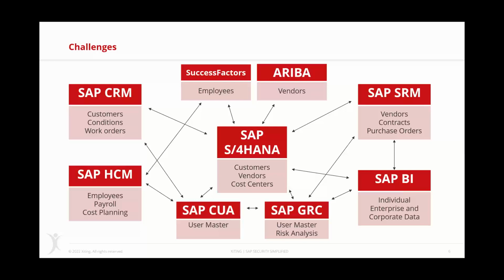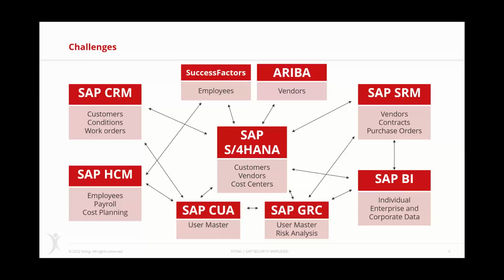And data is being exchanged from left to right, from bottom to the top, and it's all happening through a technical interface. So a lot of data is being exchanged. That means there is data flow. That also means there are certain authorizations that are required.